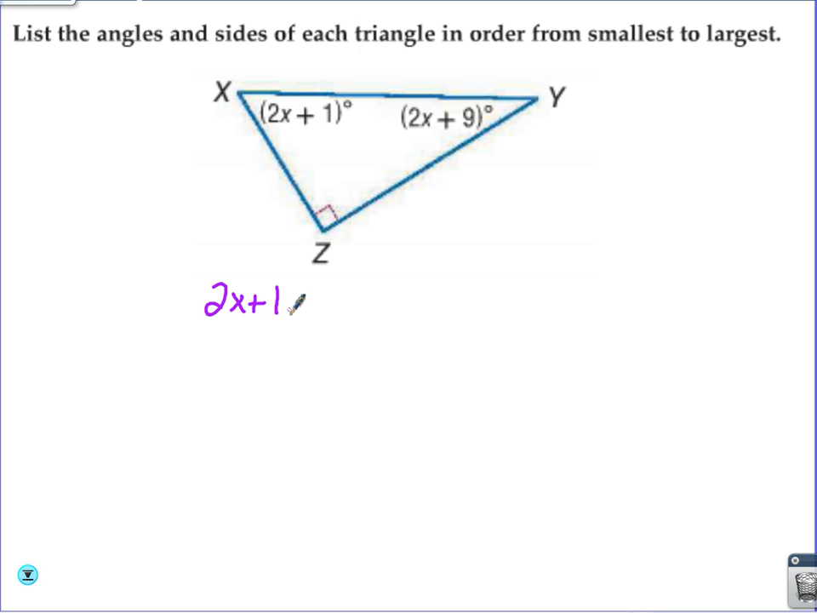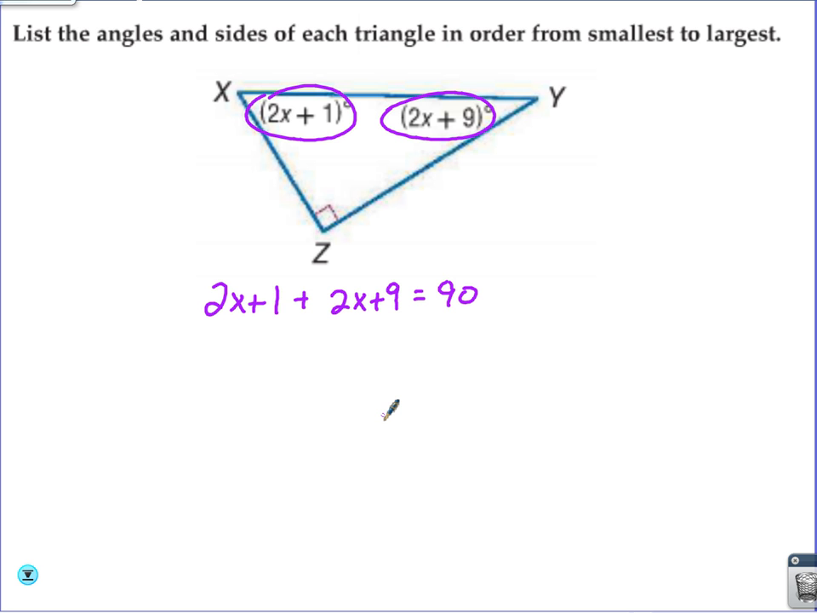2x plus 1, 2x plus 9. Ethan, if I add those two together, I will get what number? This angle plus this angle will always equal how many degrees? Perfect. And I believe that was also a corollary to this fact: in a triangle, the three angles add up to 180. In a right triangle, the two small angles always add up to 90.